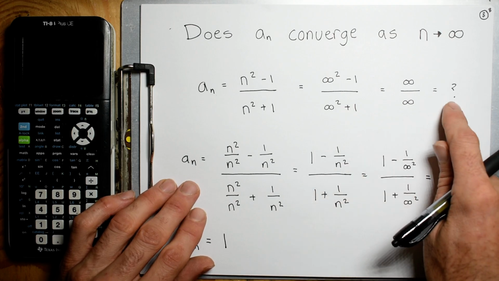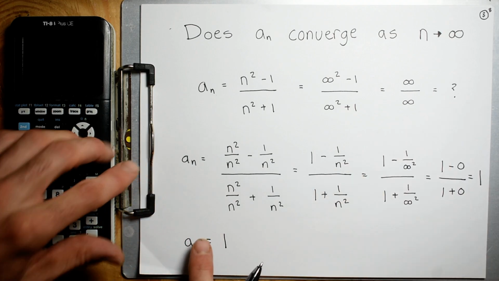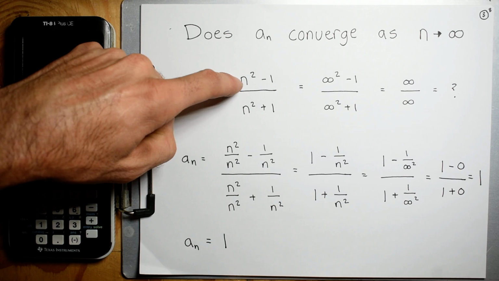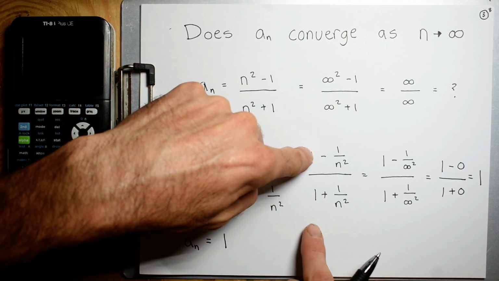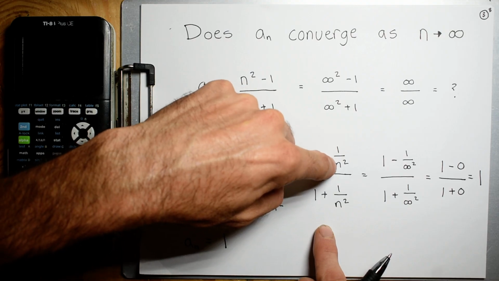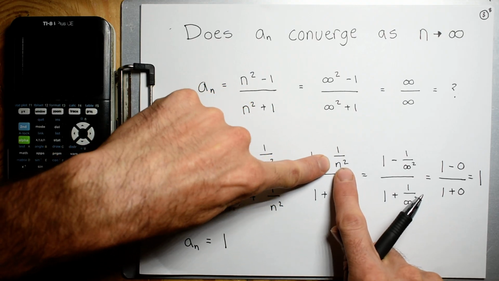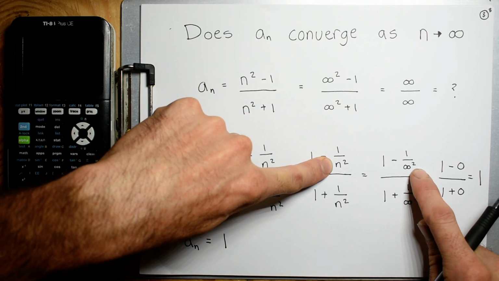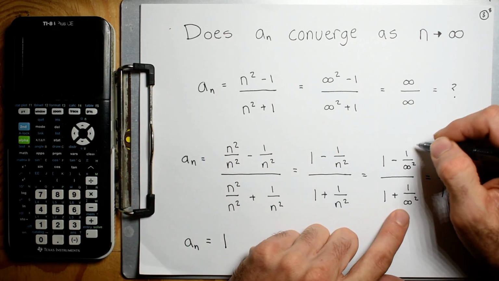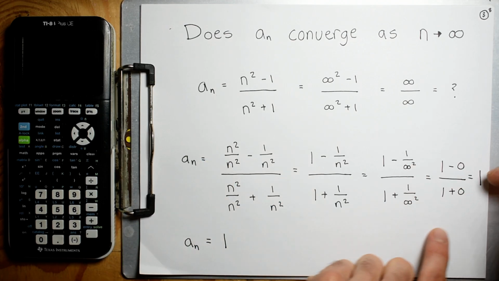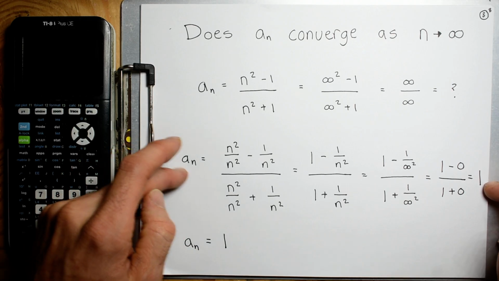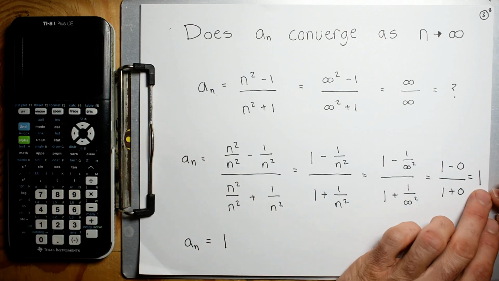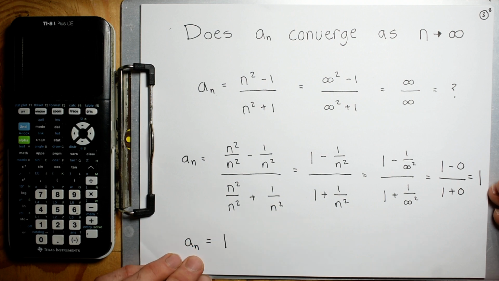So this is unclear. But if we divide both the numerator and the denominator by n squared, then we have 1 minus 1 divided by n squared. And when this term gets real large or goes to infinity, then we know from a proof that this term is 0. And so that's where we get the fact that this sequence converges to 1, and that's going to be the answer for this.